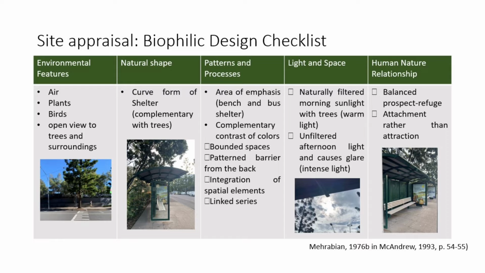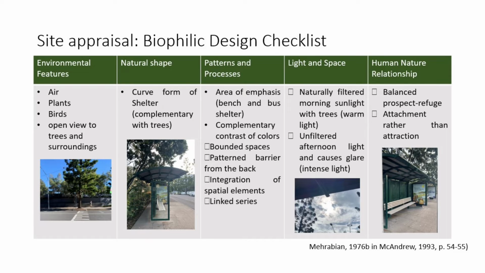For patterns and processes, the contrast in colors emphasizes the areas, such as the bench, which has a contrasting light color compared to the dark green color of the shelter structure. The bus roof's bold blue color stands out in its green surroundings. There are also bound spaces sufficient for its functionality. The patterned barrier at the back of the shelter allows for ventilation, which also provides enclosure.